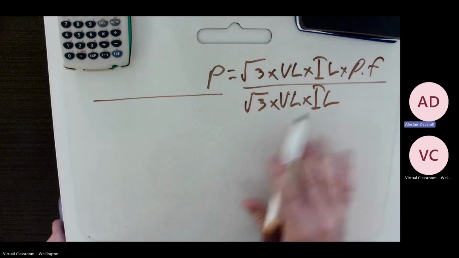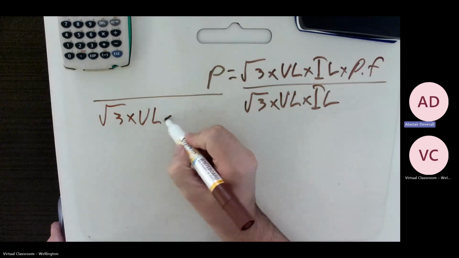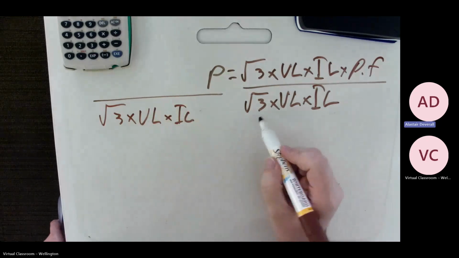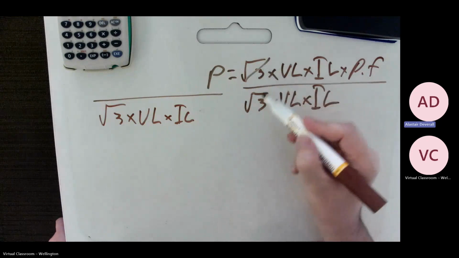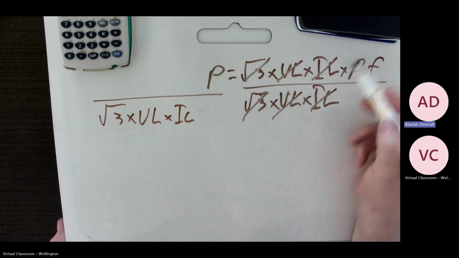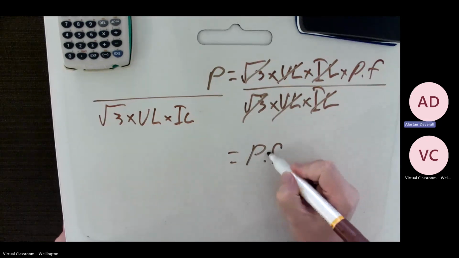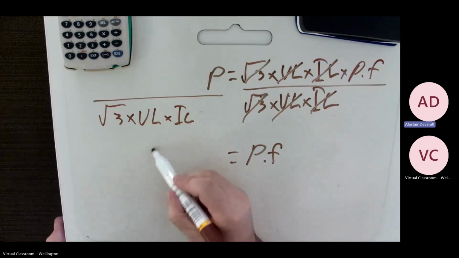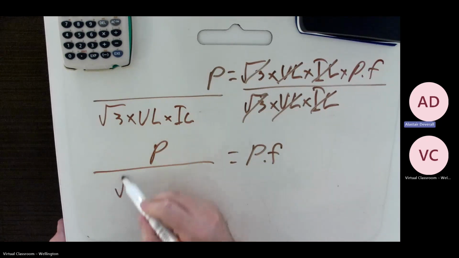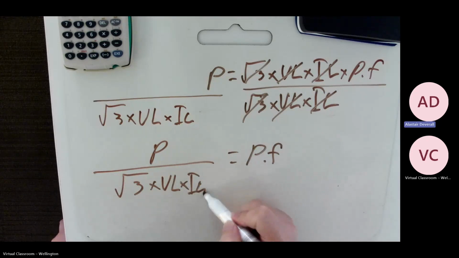Now, whatever we do to one side, we have to do to the other side. So square root of 3 times V line times I line. Now, square root of 3's cancel, V lines cancel, I lines cancel. So we're left with power factor. So P.F., or power factor, equals P over root 3 times V line times I line.